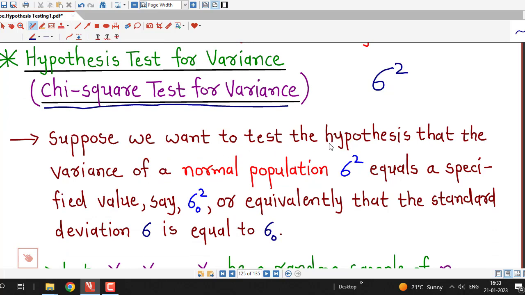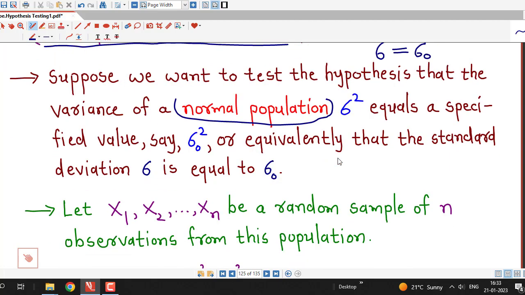Suppose we want to test the hypothesis that the variance of a normal population, sigma square, equals a specified value. That is, we want to test the hypothesis that the population variance takes the value sigma 0 square, which is a fixed constant, or we can say that the population standard deviation is equal to some fixed value of standard deviation.